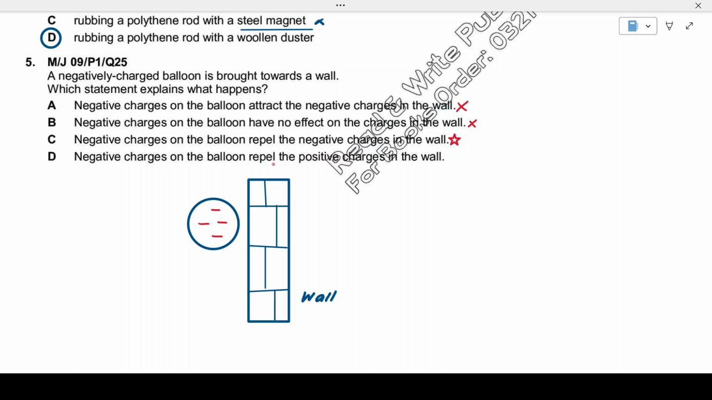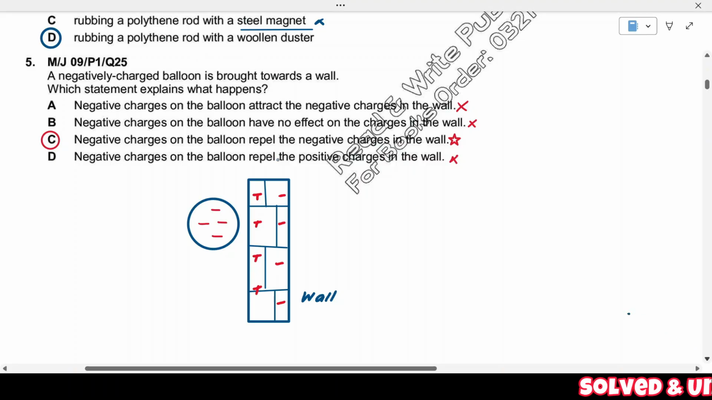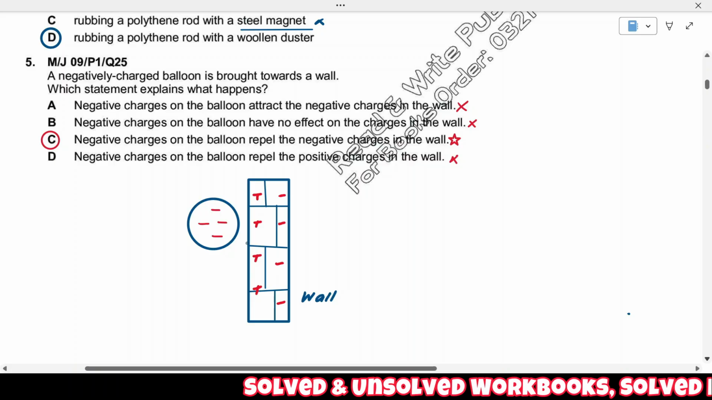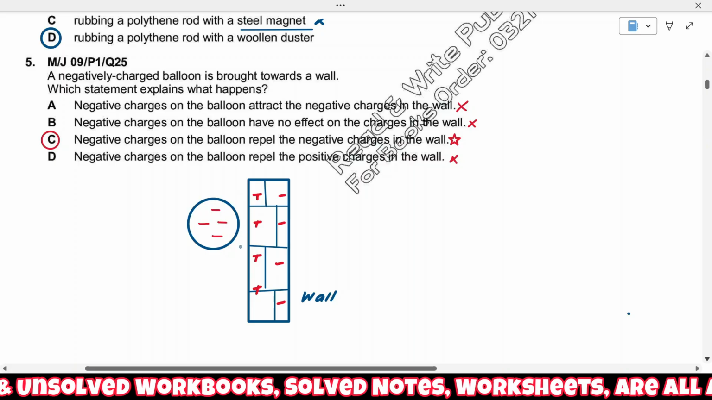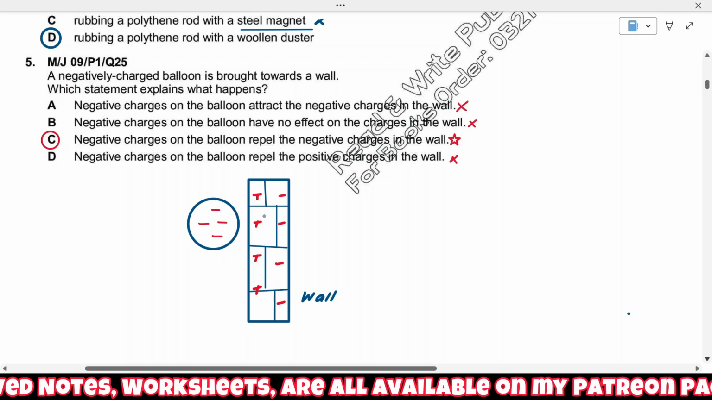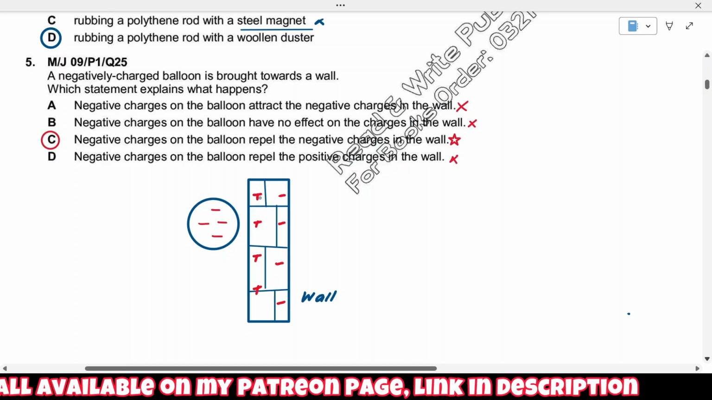Negative charges on the balloon repel the positive charge. No. So the negative charge on the balloon should repel the negative charge in the wall. So like charges should be repelled, unlike charges should be attracted. So if I draw the charge distribution, it could look something like this. Make sense? You see the wall is still neutral, the balloon is still charged, but the balloon containing negative charge has attracted the positive on the near side and the negative is pushed at the back.